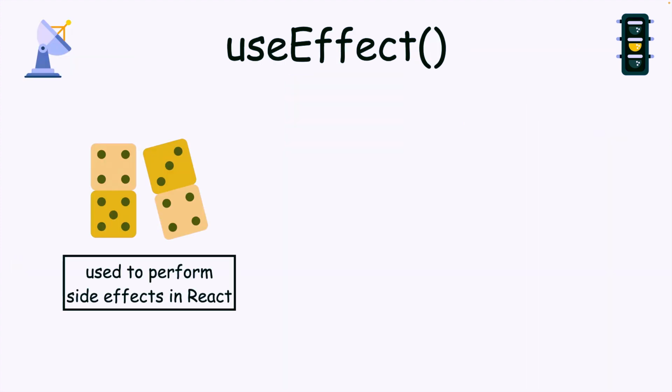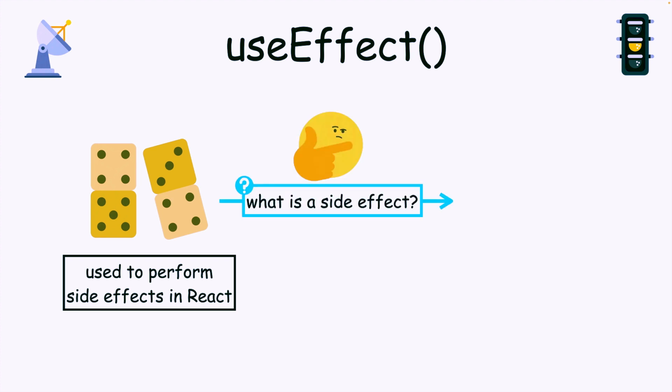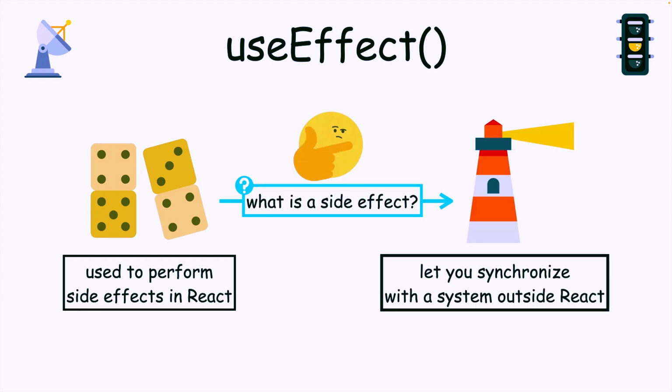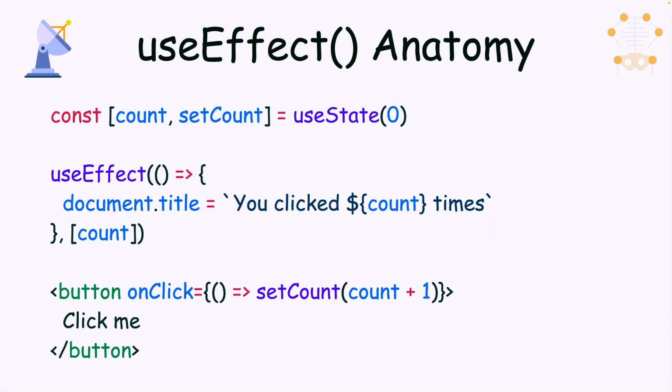After state hooks, we have effect hooks, which let us perform side effects. But what is a side effect? It's a way to reach outside React and synchronize with an external system. A good basic example of performing a side effect is to set the title using the document API.